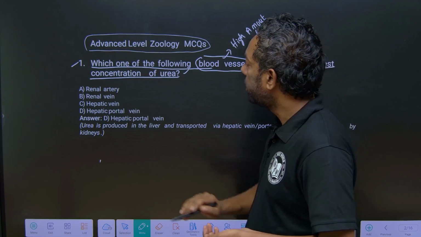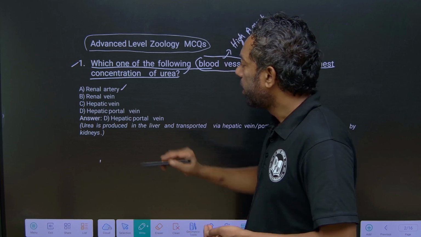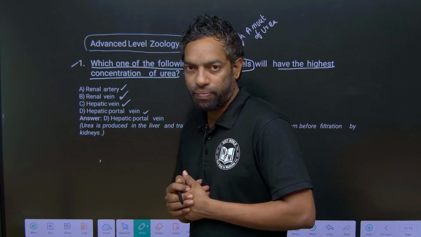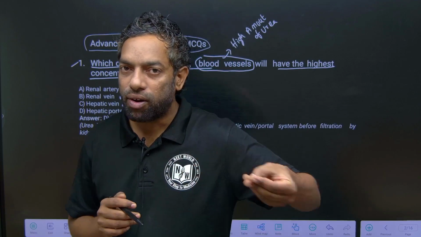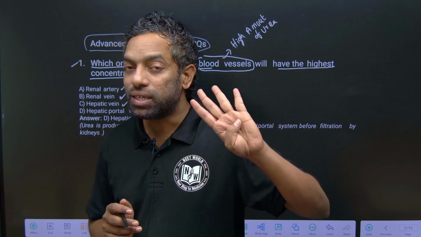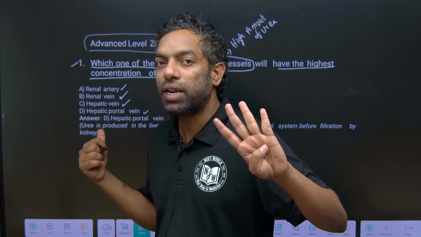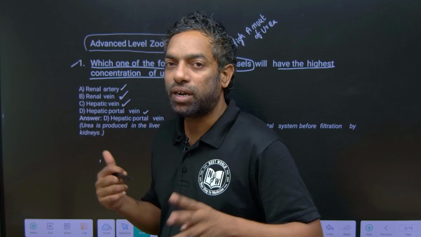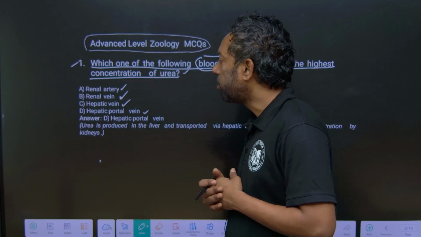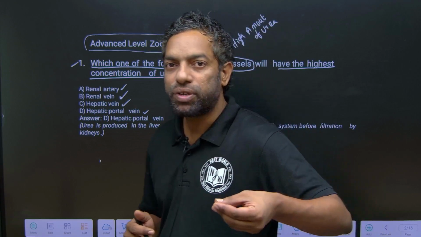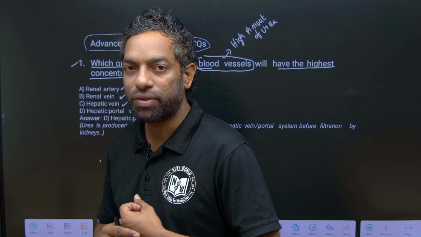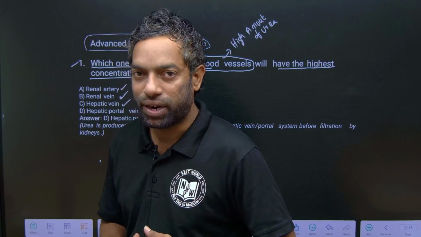Here they mention renal artery, renal vein, hepatic vein and hepatic portal vein. Guys, just look at these options, very relevant options, each and every option is close. Most of the people think urea is produced in the kidney, so the renal artery carries the highest amount of urea, or else they choose renal vein.